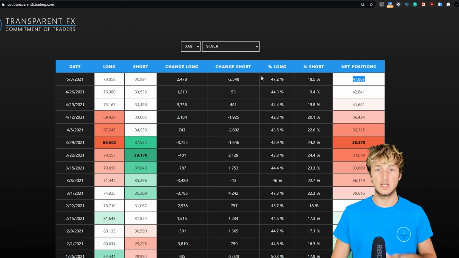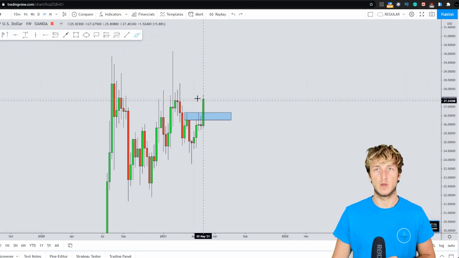And we can see how with the last report, hedge funds have added 2.4k long positions on silver and closed 2.5k shorts. So silver is getting quite bullish, with currently 78k longs and 13.9k shorts. So we can expect continuation to the upside.